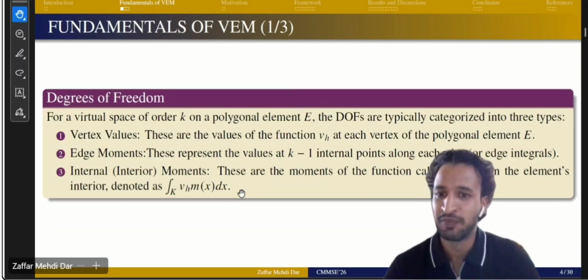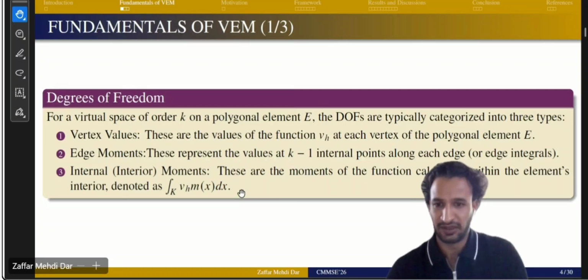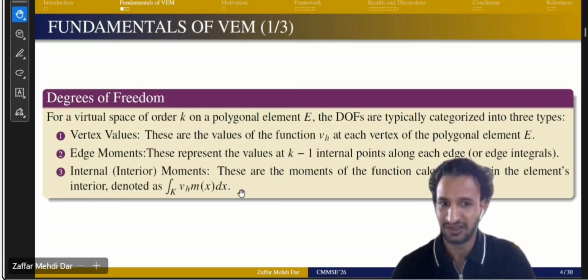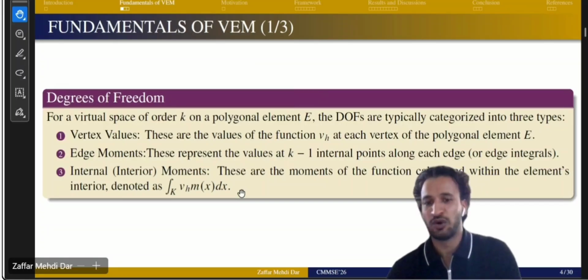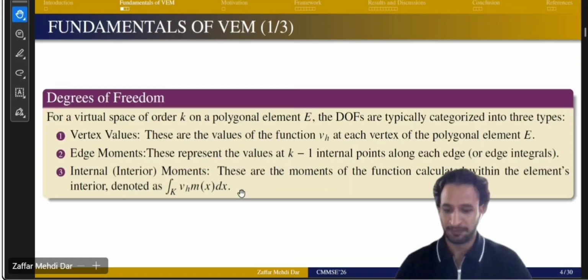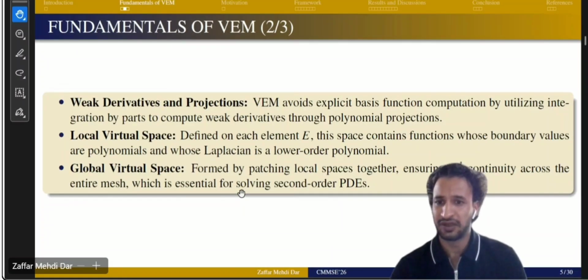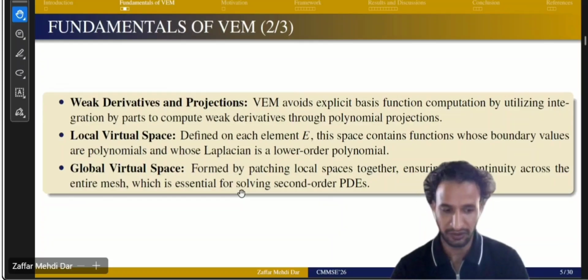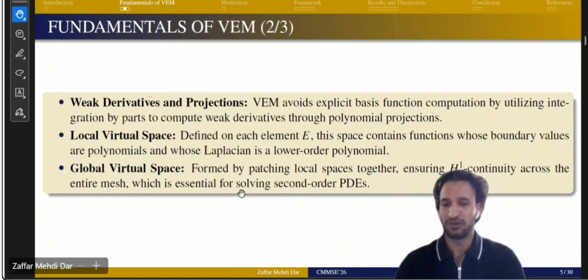Now, going to the fundamentals of VEM, we have the first set, that is the degrees of freedom. In a conforming virtual element method, we are going to choose the vertex values, the edge moments, or the internal moments. These are completely computable individual values that are going to be utilized in order to compute the solution of any of the PDEs with the choice of the finite dimensional virtual element spaces. In a non-conforming virtual element method, we are only going to consider the edge moments and the internal moments, not bothered with the vertex values.